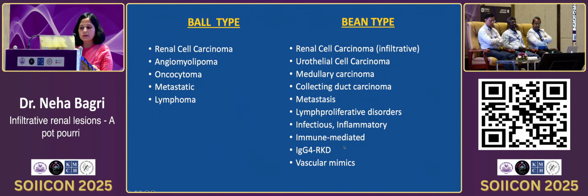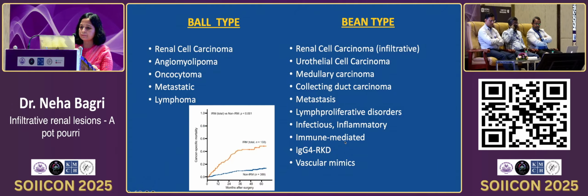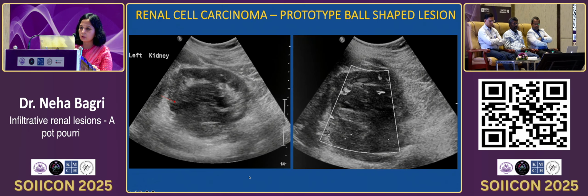So this list I have already told you which we will be covering. And this is the prognosis. You can see over here, IRM represents infiltrative renal malignancies, and the cancer specific mortality is quite high in infiltrative renal masses as compared to non-infiltrative ones.